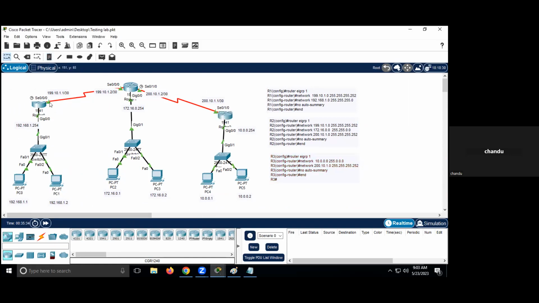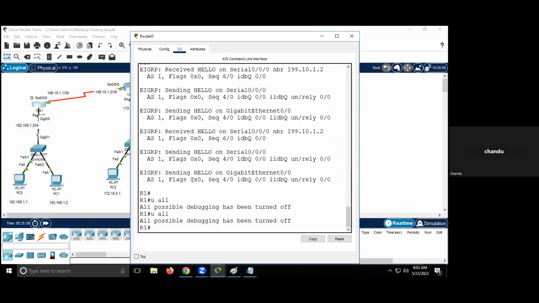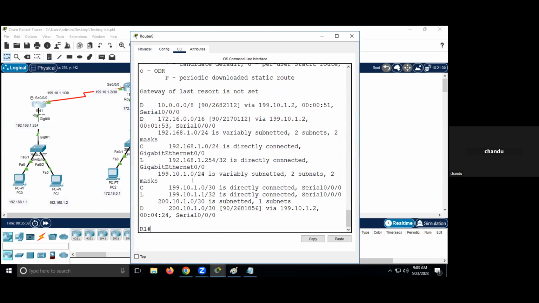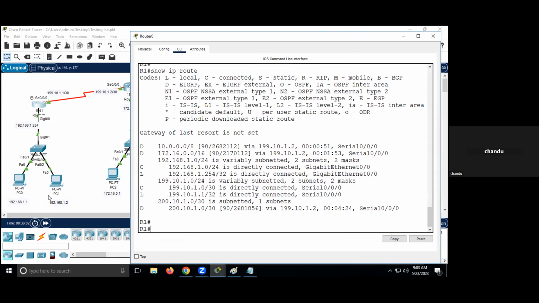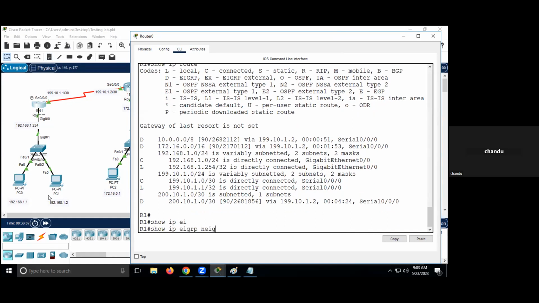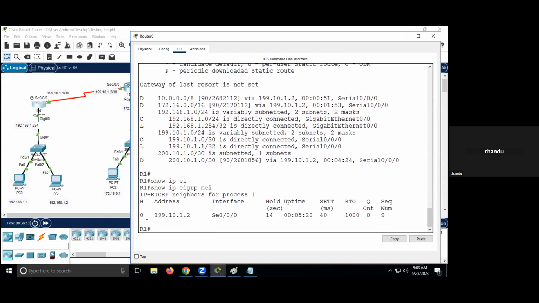So in router 1, the verification command is show ip route. When you type the command show ip route, you see you have the routes of these, D. So D indicates that these are EIGRP routes. Second, type show ip eigrp neighbor. Router 1 has one neighbor.